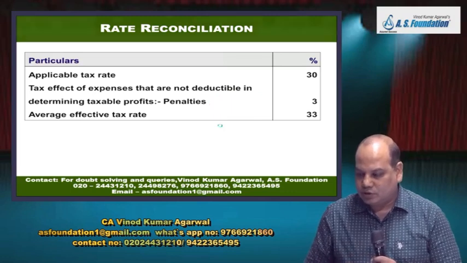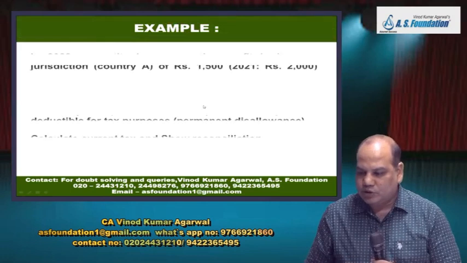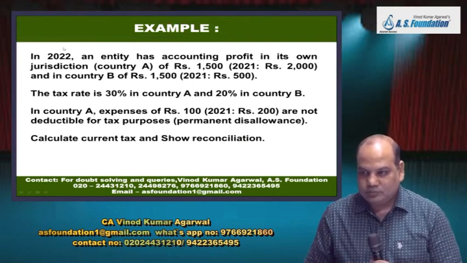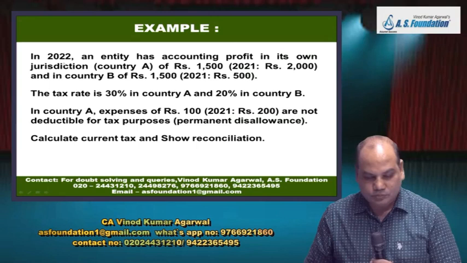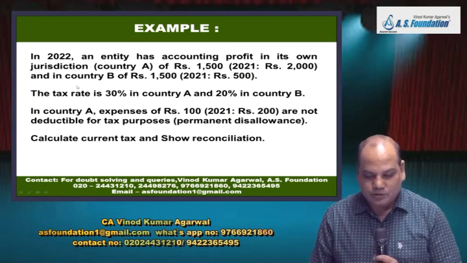This is rate reconciliation, 33%. One more example, write down. Example number 2. This time I will give you two adjustments.